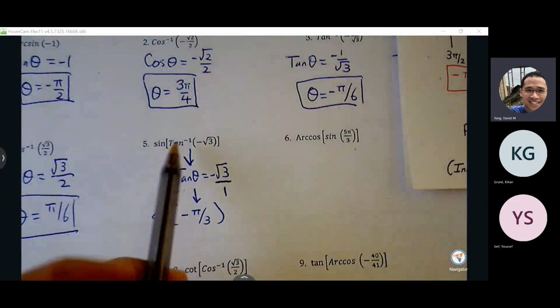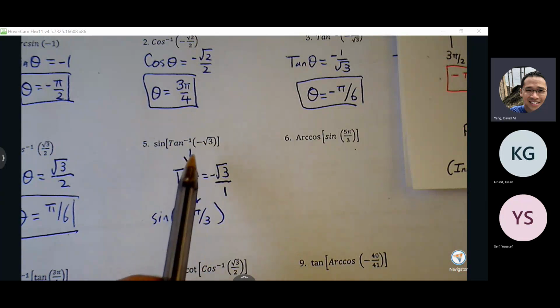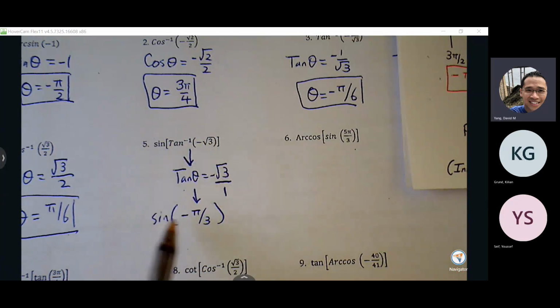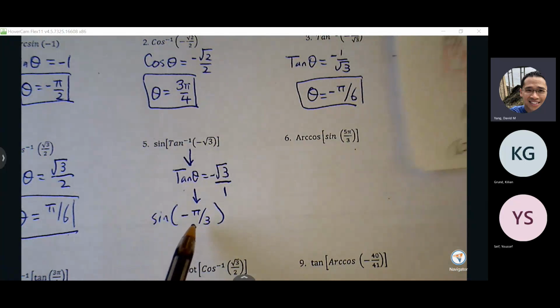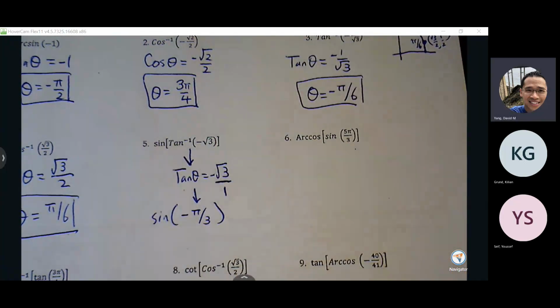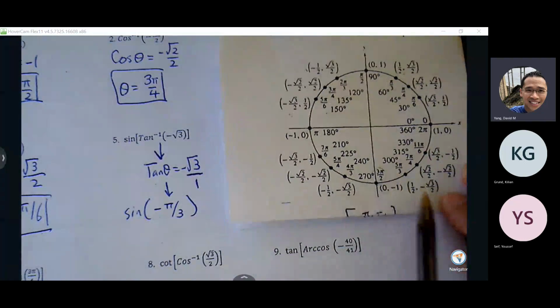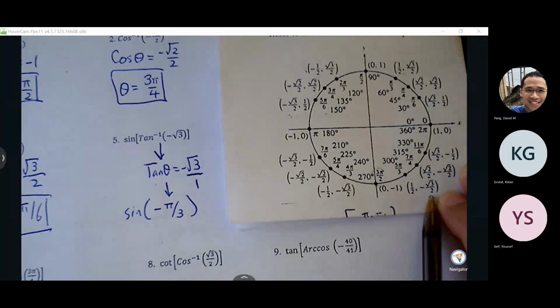So we made that substitution. We found the angle, the radian measure that's associated with that inside portion. And now we can solve the larger problem here. Sine of -π/3. In other words, sine of 5π/3. Fourth quadrant. Sine is going to be -√3/2.